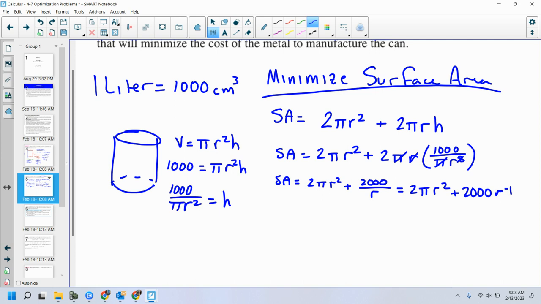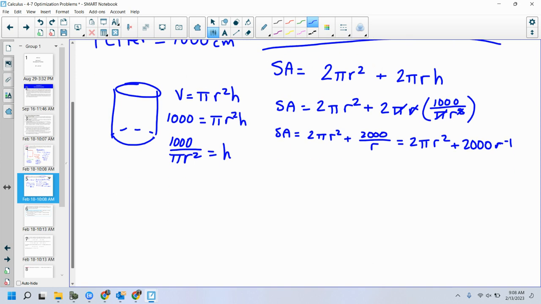Okay, do I have an equation that I want to minimize that only contains one variable? Sweet, pi is not a variable, right? Okay. Pi is a constant. So we find the derivative, SA prime, the derivative of surface area. So that's going to give me 4 pi r minus 2,000 r to the negative second.